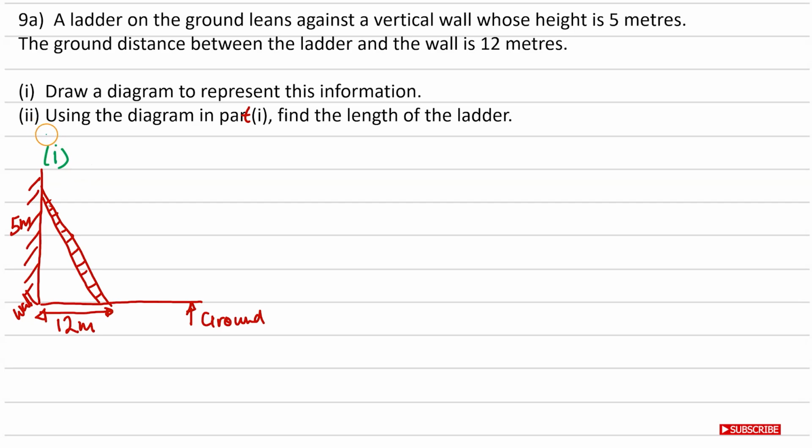Now for part II, we're told to find the length of the ladder. So if this is a vertical wall, then you have 90 degrees there. In your diagram you'll have 12 meters here, you'll have 5 meters there, and then we need to find the length of this ladder. So what comes to mind here? We have a right angle triangle. We can call this one C, this one A, this one B. What do we have? The Pythagoras theorem, which says C squared is equal to A squared plus B squared.